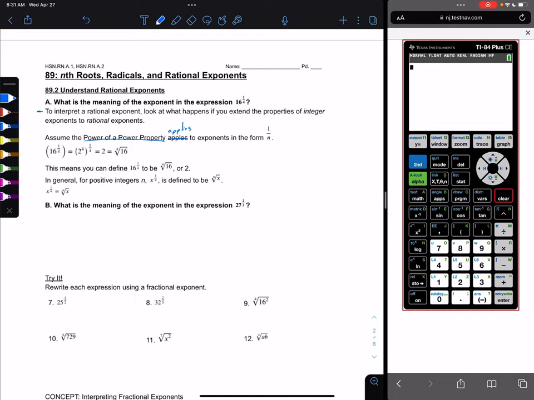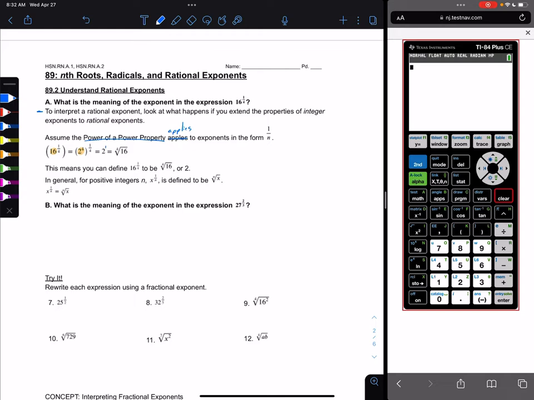So what we're doing is we're starting with this original 16 to the 1/4 power. Now 16 is the same as 2 to the 4th. So they're rewriting 16 as 2 to the 4th. The powers of powers property tells me that when I have a power raised to another power, I can multiply those. So 4 times 1/4 would give us a 1. So this is just 2 to the 1st. We know from previous work that 2 is equivalent to the 4th root of 16.